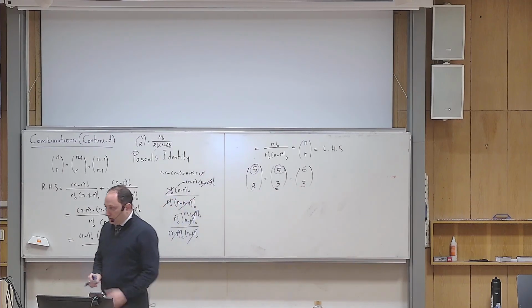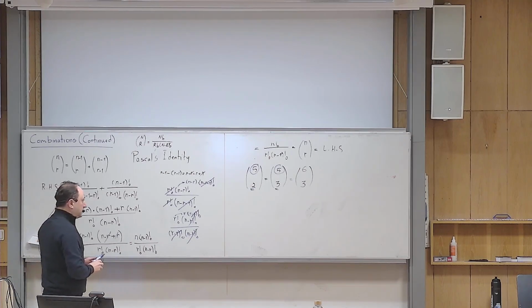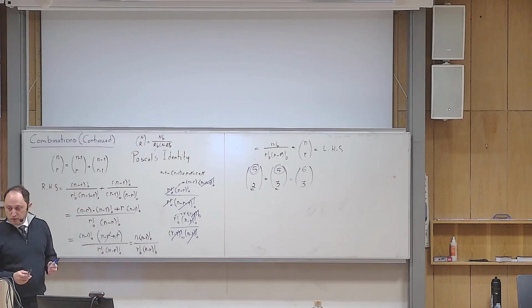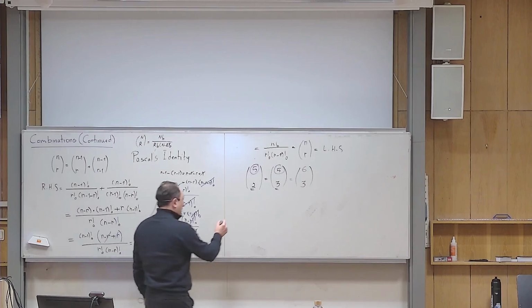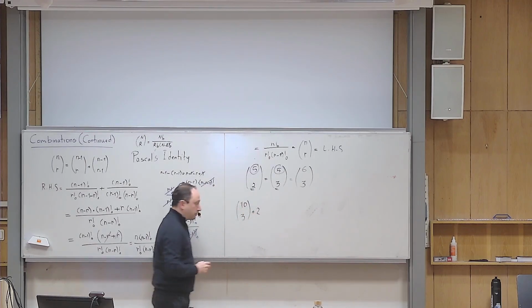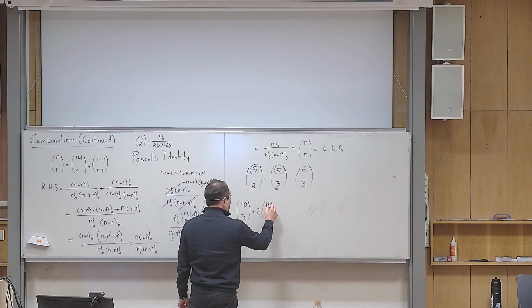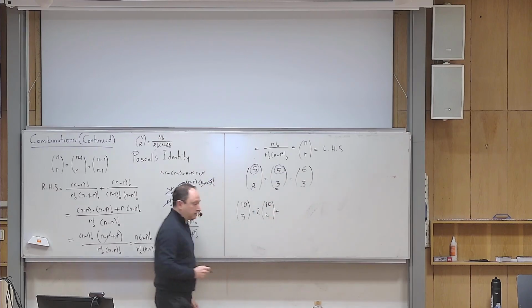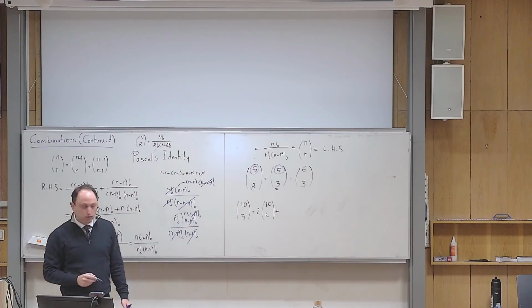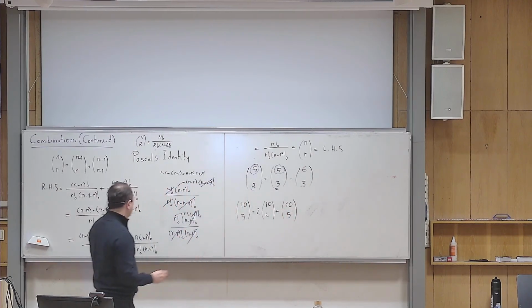Okay? So let me just try to give you some examples. For example, how can we simplify this? So I have 10 choose 3 plus 2, 10 choose 4, and then I have, I think, 10 choose 5. Can I simplify this into one of these symbols, but a unique symbol, okay?